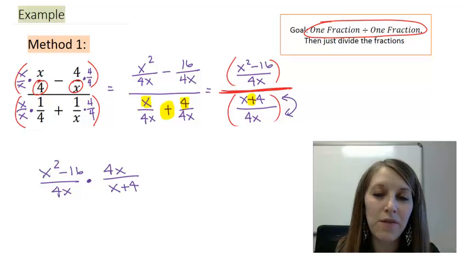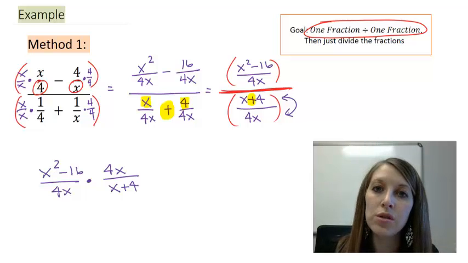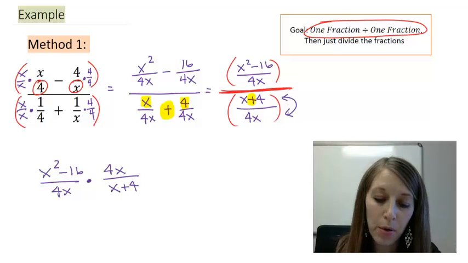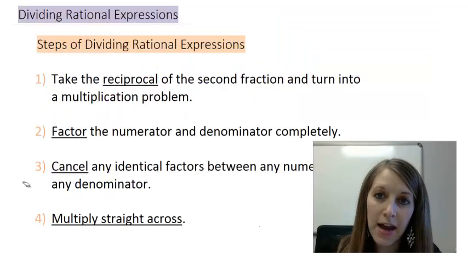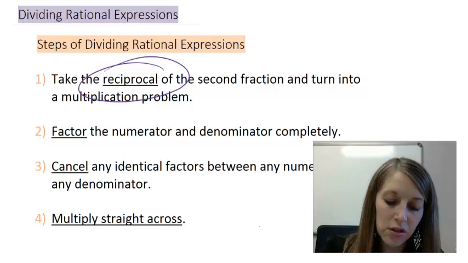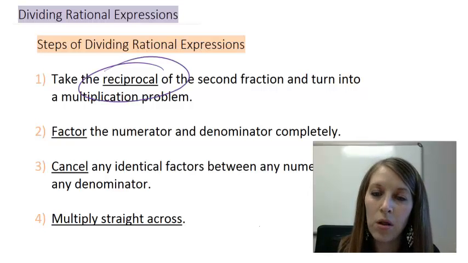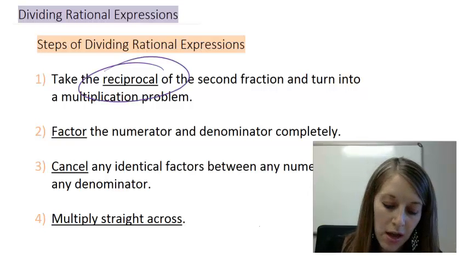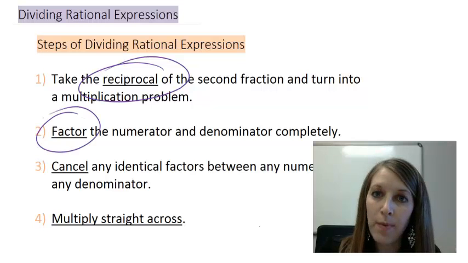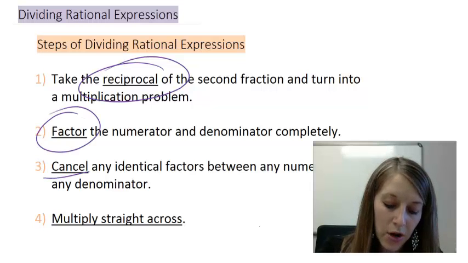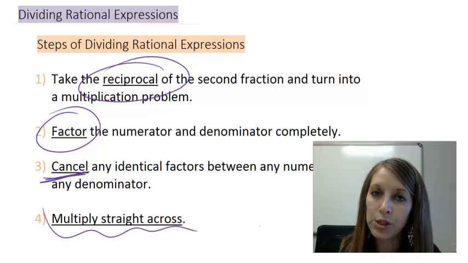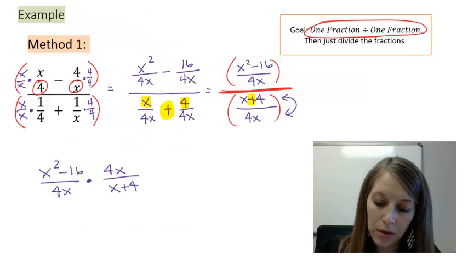Now I may need to review the rules of how to divide fractions. So let me pull up those steps. So here are the steps of dividing fractions. We just finished the first step of taking the reciprocal of the second or the bottom fraction. I need to factor all of my pieces individually in hopes that something will cancel. And last but not least, I multiply it straight across. So let's move back to my example.